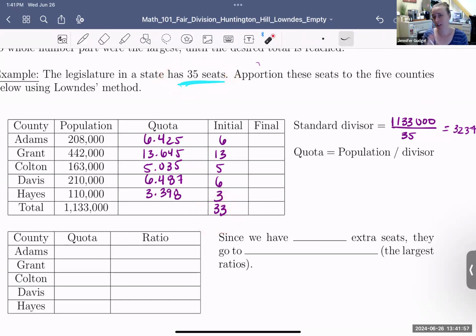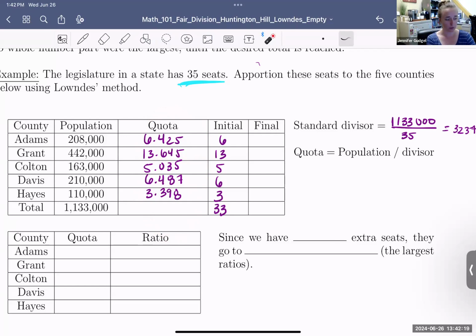Let's just talk through Hamilton's real quick. It's not what we're doing here. In Hamilton's, we would give them one seat because that's the biggest, and then the second seat would go to them because 4.8 is bigger than 4.2, the second largest decimals. That's how Hamilton would work. We would assign those extra seats and be done.